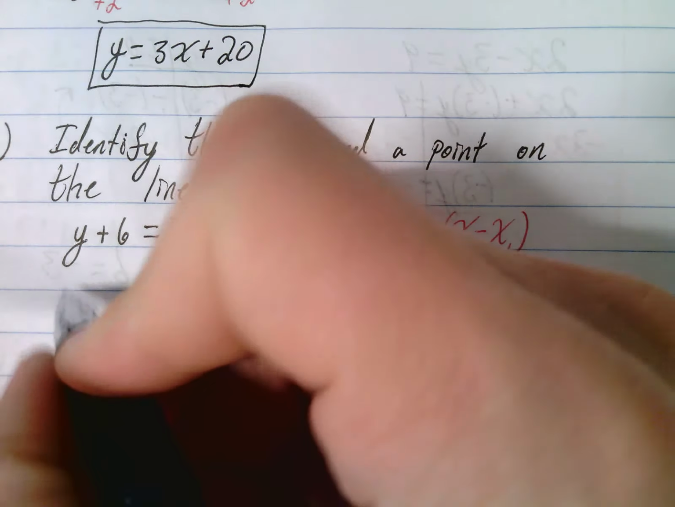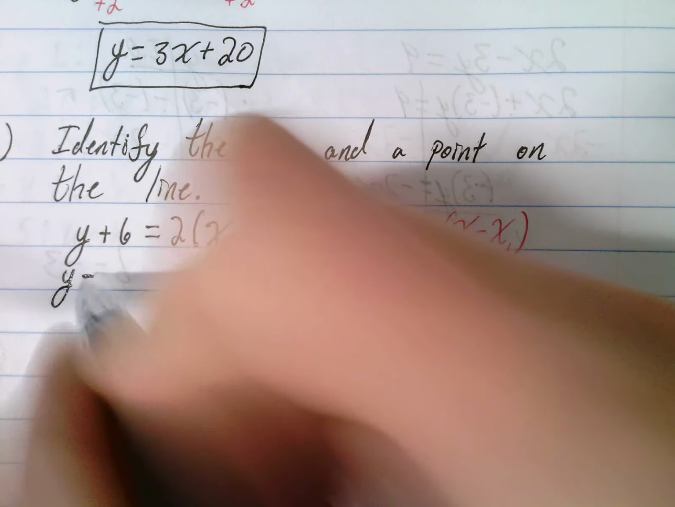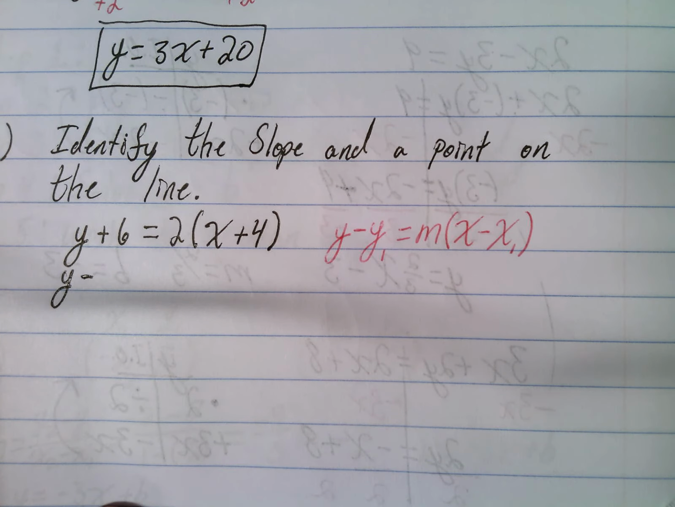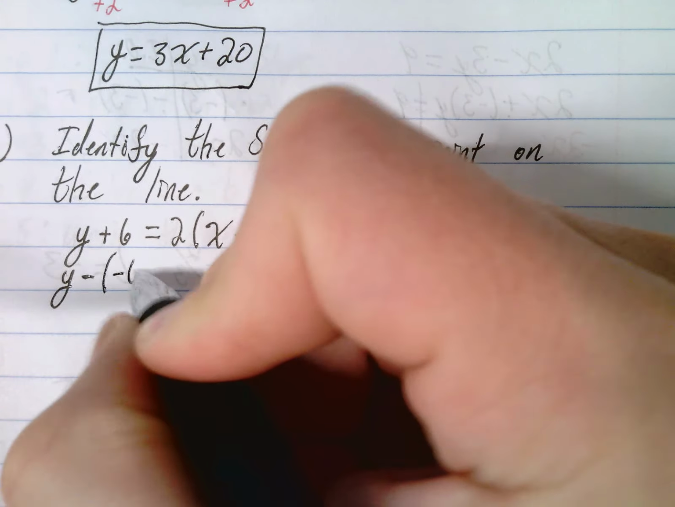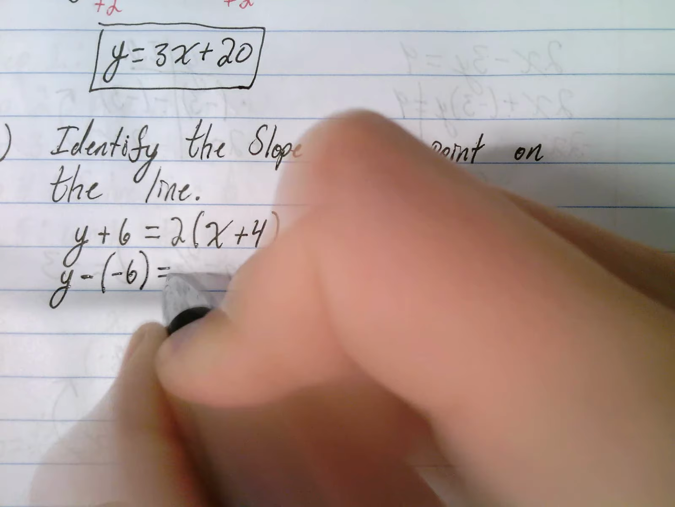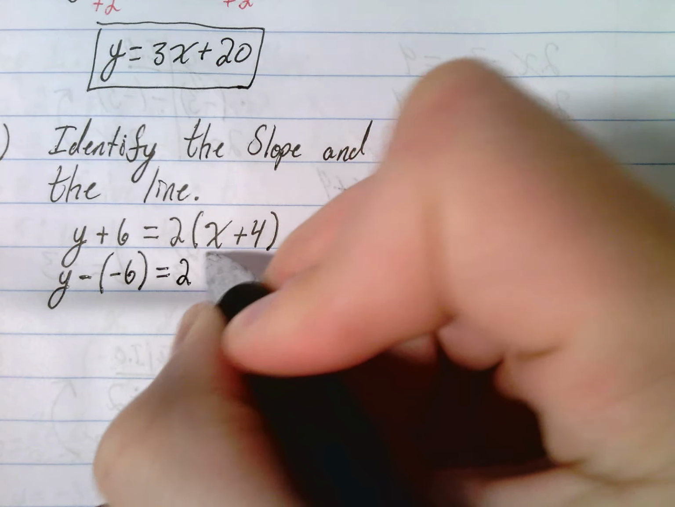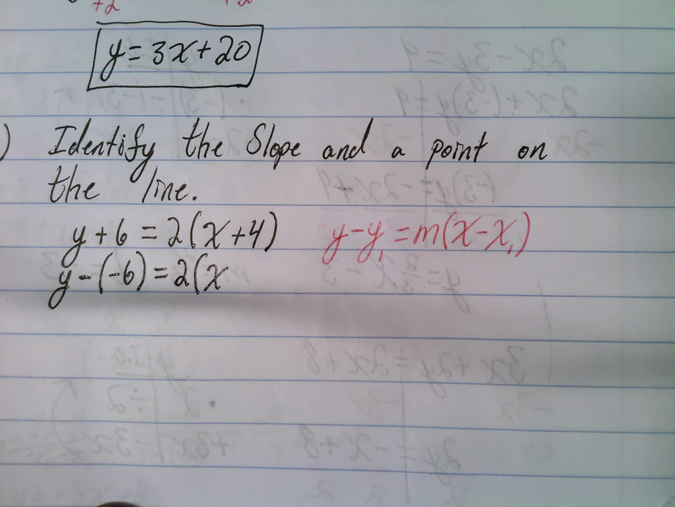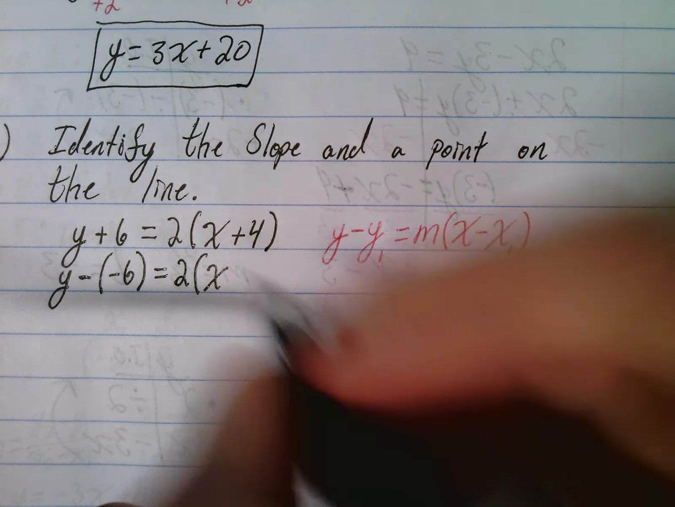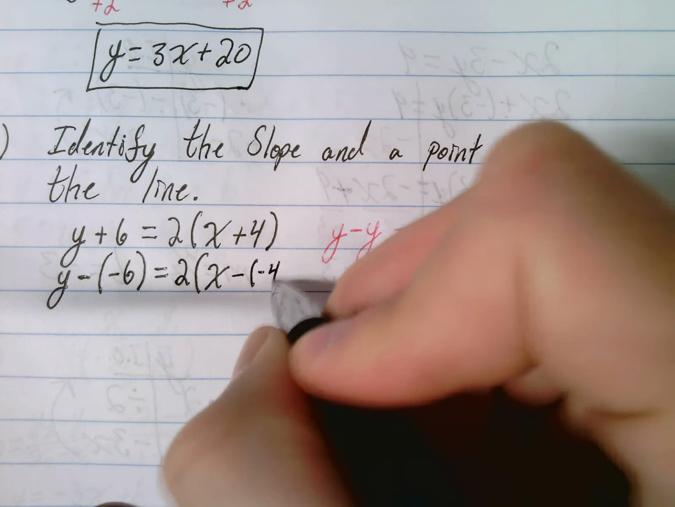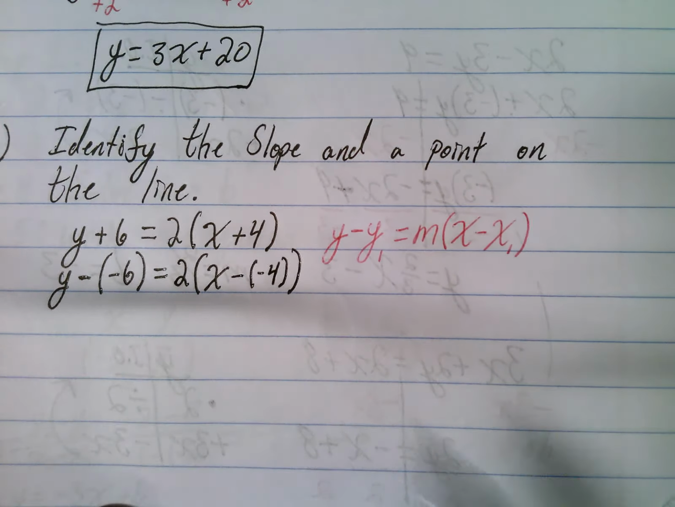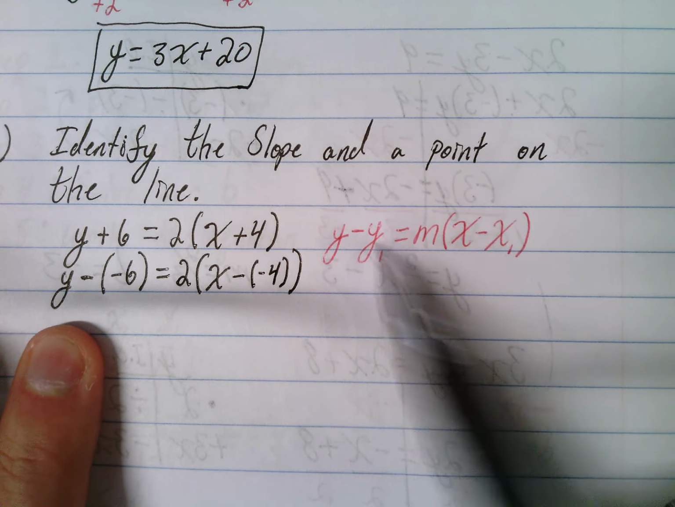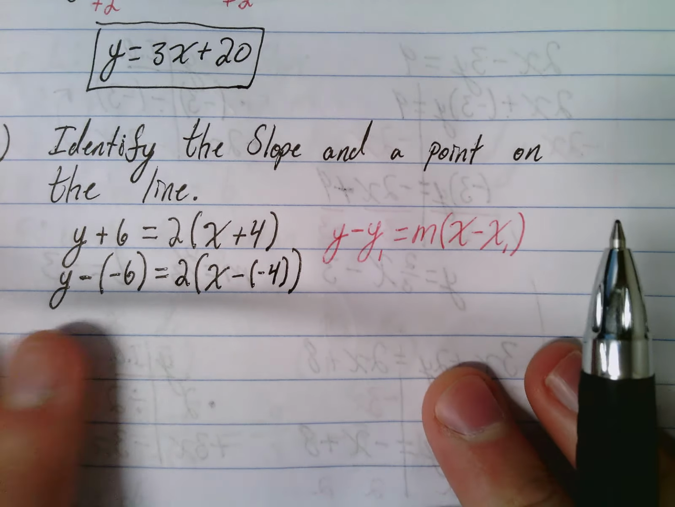Okay, so here's how we're going to do it. We're going to say that this is y minus. How could I turn addition into subtraction? Good, yeah. I'm going to subtract a negative 6 equals 2. I keep that 2 there. x, and I want to change this to subtraction as well. So what will that one be? Minus negative 4. And what this allows us to see is that now my x1 and y1 are a little bit more clear.